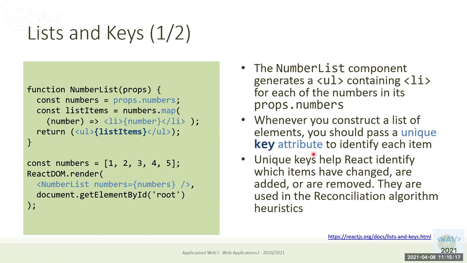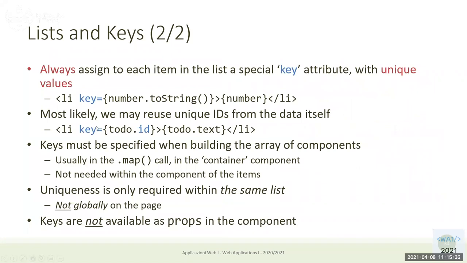Okay, whenever we return a list of items, we must add the key attribute in addition to the other properties that we want to pass. And this attribute should be a unique identifier for the row. So that when you re-render, when you modify the list, React just needs to compare the keys and doesn't need to compare the contents of the components. So this is a rule.